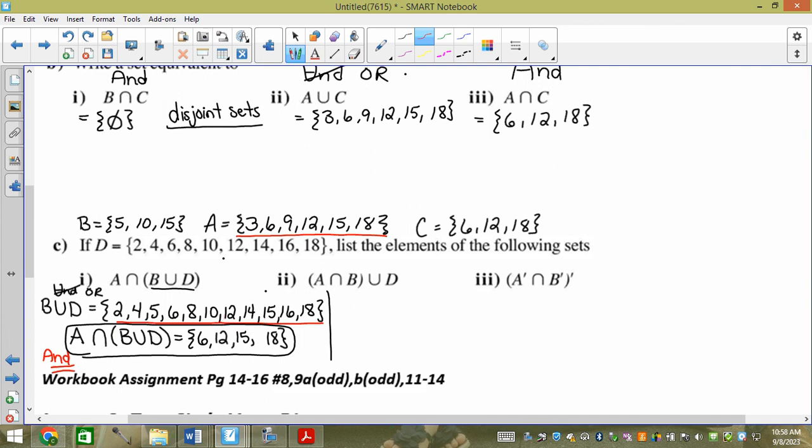Okay, I want you guys to try this one. You're going to have to do the A and B first. A intersection B first to help yourself out. So try that one out. Okay.